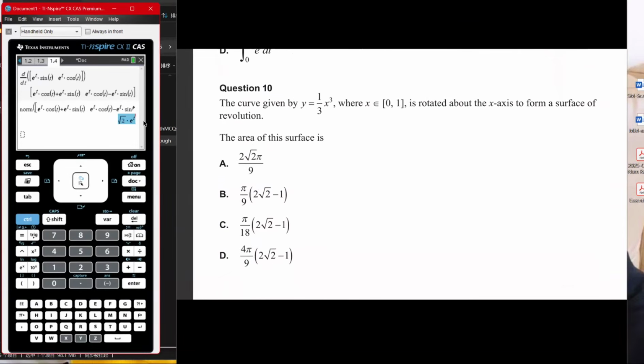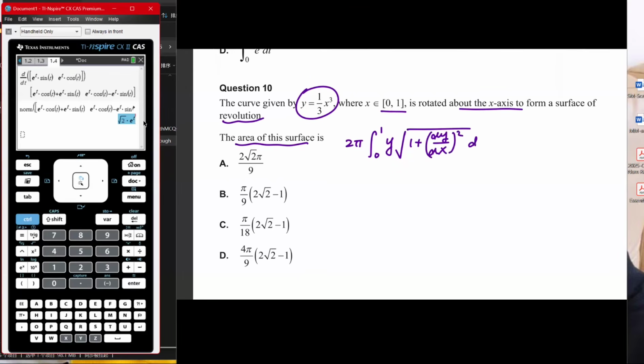Next one, the area of this surface of revolution. This function from 0 to 1 rotated about the x-axis. So I have 2π ∫ from 0 to 1 of y √(1 + (dy/dx)²) dx. And I'm going to get a 2π integral from 0 to 1 of (1/3)x³ times √(1 + something squared) dx. The derivative dy/dx is going to be 3 over 3 x squared, so that's just x squared. So I'll put an x squared here.